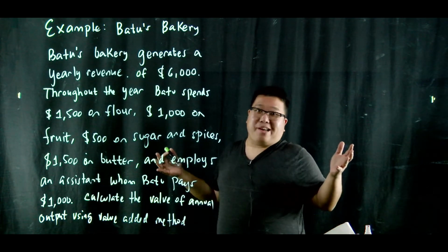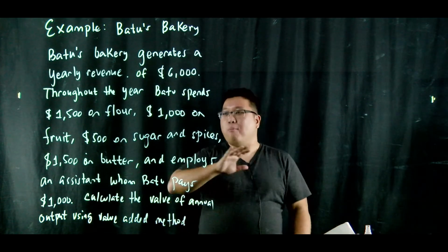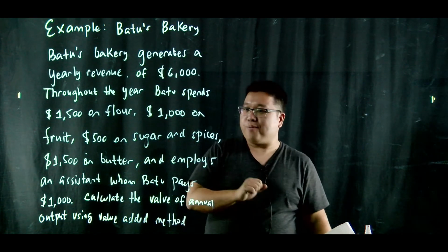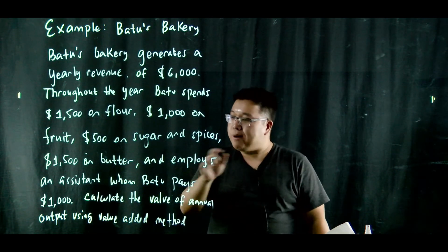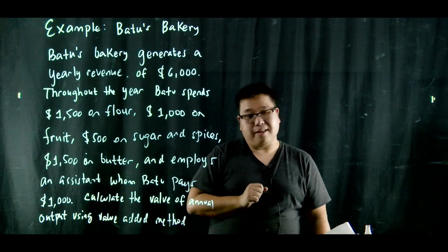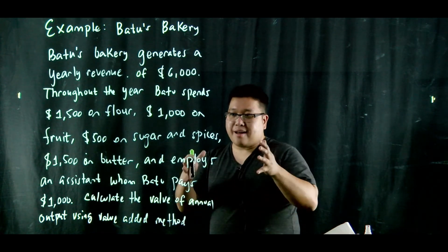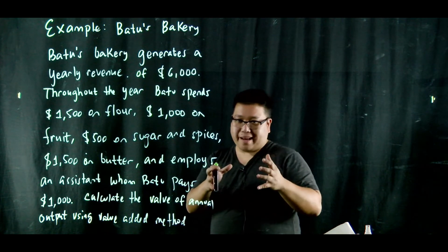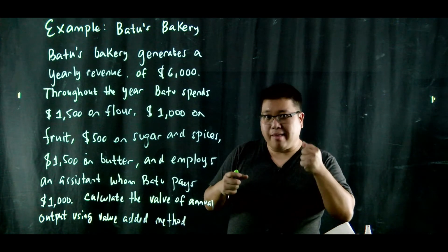Batu's Bakery generates a yearly revenue of $6,000. Throughout the year, Batu spends $1,500 on flour, $1,000 on fruit, $500 on sugar and spices, $1,500 on butter, and employs an assistant whom Batu pays $1,000. Calculate the value of annual output using the value added method. Remember the definition earlier of value added: it's the difference between the value of goods and services produced by that firm, which in this case is yearly revenue, minus the value of intermediate goods.